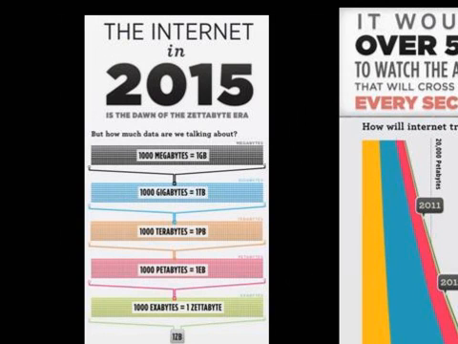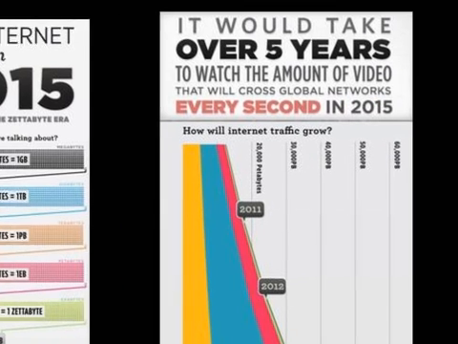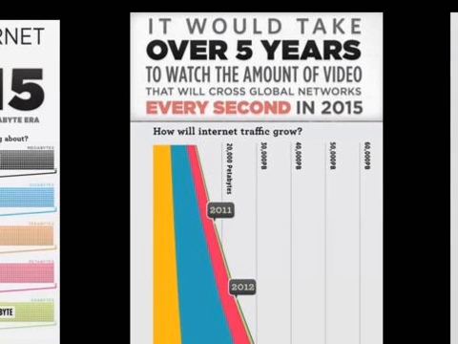So the first part of this infographic talks about the units of measure and just how much information we're talking about in comparison to what we're used to today, which is pretty much just megabytes, gigabytes, and maybe terabytes. That's a lot of information. In fact, according to this infographic, it would take over 5 years to watch the amount of video that's going to stream through the internet every second in 2015.